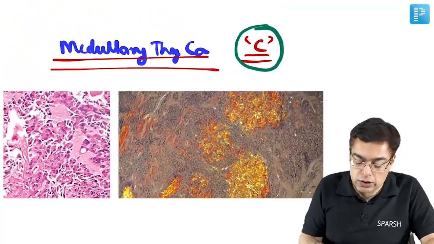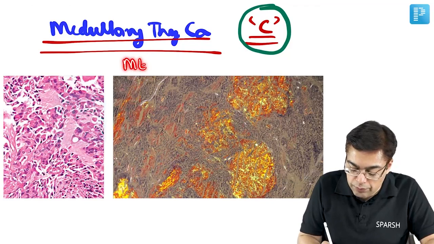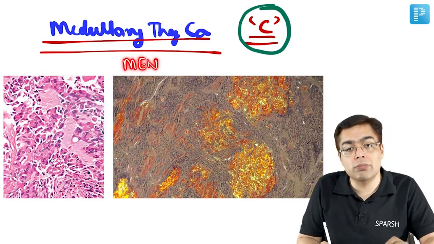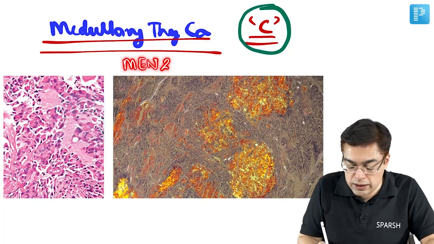Why is medullary thyroid cancer also significant? It lies in the fact that this can be associated with a special important condition which is given the name of RET gene mutation, and that can contribute to the development of multiple endocrine neoplasia type 2A and 2B.